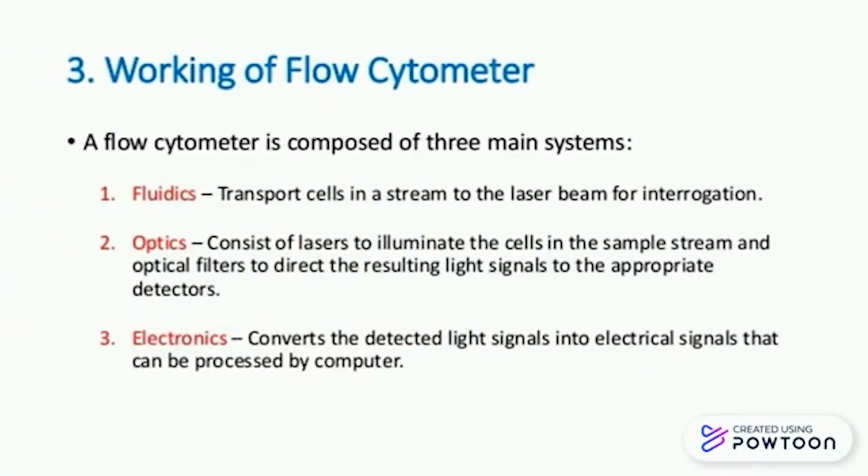Flow cytometry has three main systems: fluidics, optics and electronics. The function of fluidics is to transport cells in the stream to the laser beam for interrogation. Optics is where the laser illuminates the cells in the sample stream, and optical filters direct the resulting light signal to the detector. Electronics then converts the detected light signal into an electronic signal that can be processed by a computer.